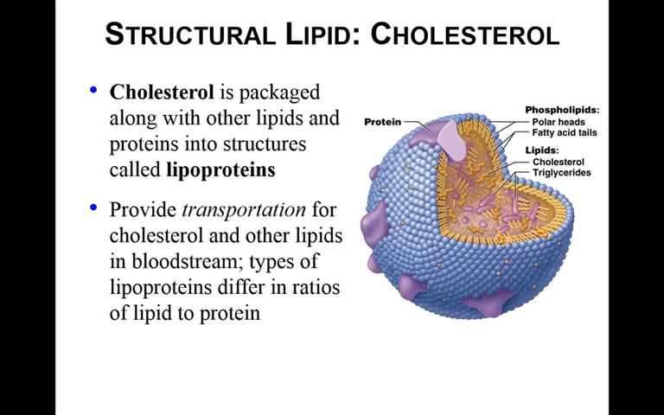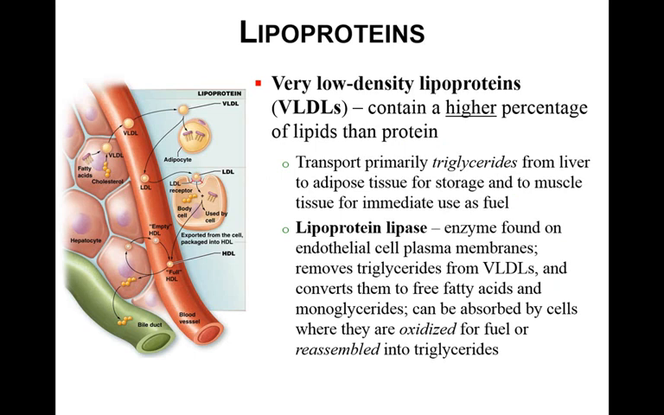There's a different ratio of lipid to protein in each type, so we're going to look at some different types of lipoproteins. You have VLDL, very low density, you have low density, and you have high density. The very low density have a higher percentage of lipids than proteins. They mainly transport triglycerides from the liver to the adipose tissue for storage. And they also sometimes go to muscle tissue for immediate use as fuel.